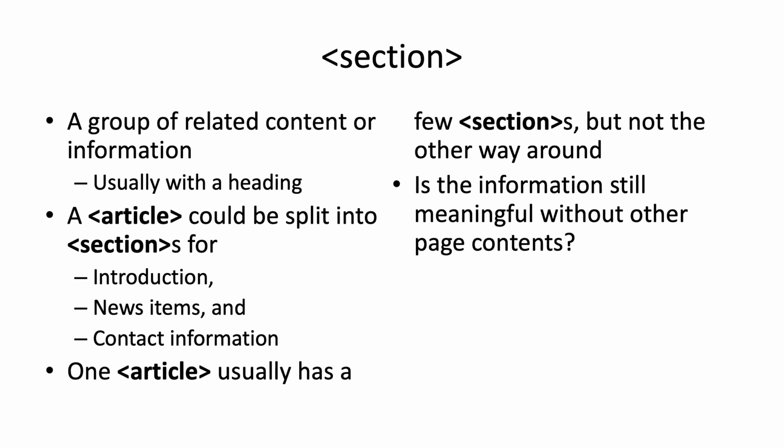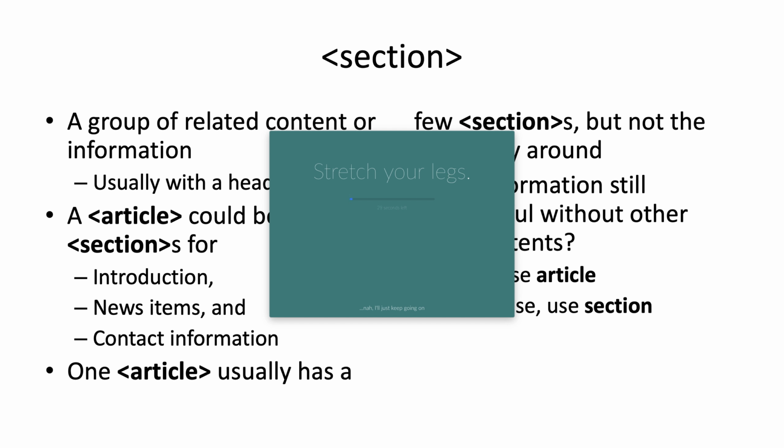Okay, and besides, think of this relationship between article and section as the one you would see in a newspaper or magazine, and the other thing to consider is how self-contained the content is. If the information is self-contained, meaning you can take it from one page and put it in another and it still makes sense, then use article. And if not, that means it's a section, which needs the rest of the sections within the same article to make sense.